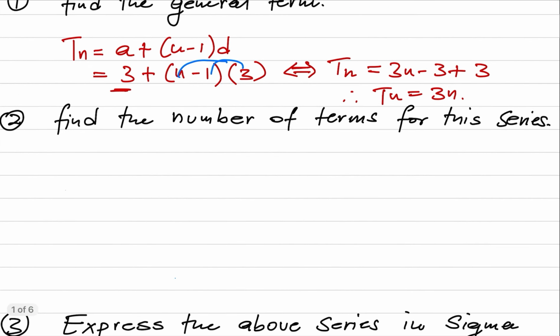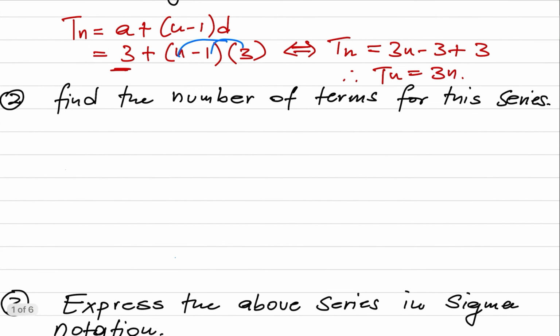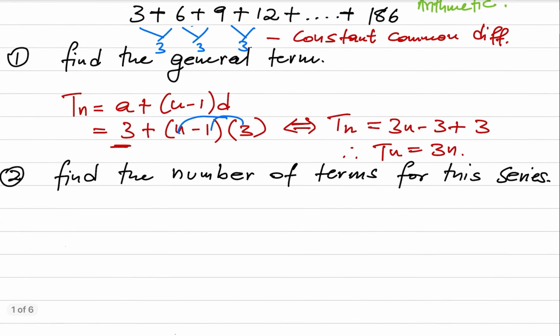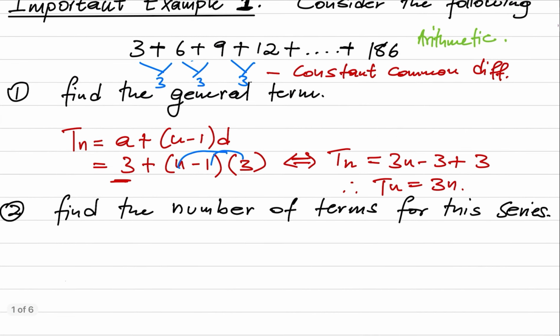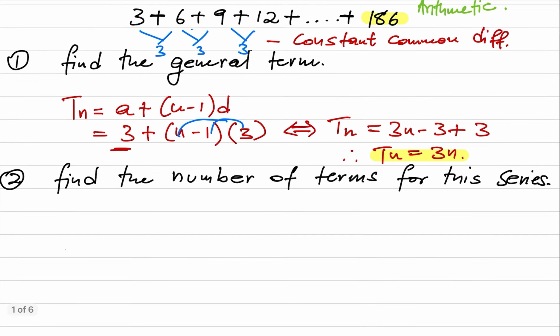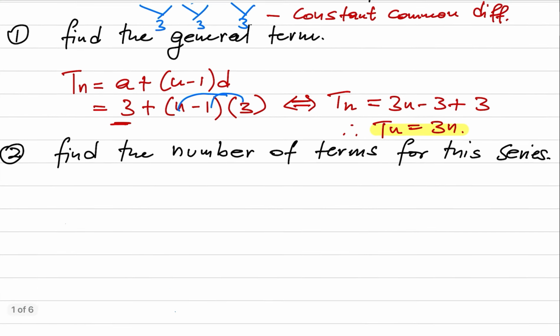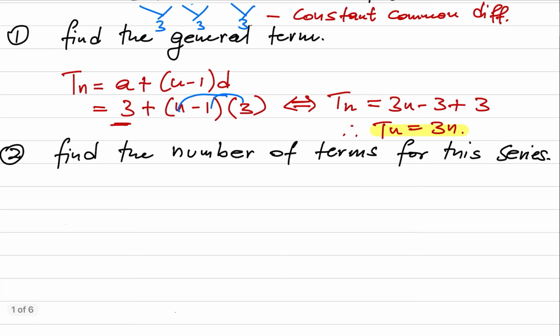Now, number 2, find the number of terms for this series, okay? We know the last term of this series. Our last term is 186. We also know the general term of this series. Now, we can just find the number of terms. So for the number of terms, we will say the last term is 186. Then we know that our general term is 3n.